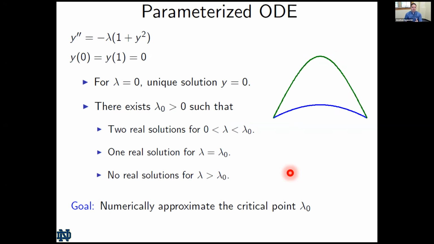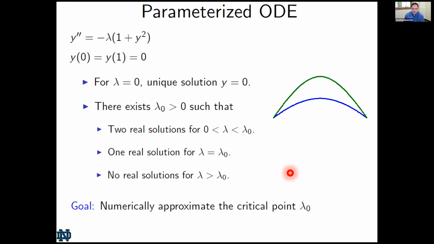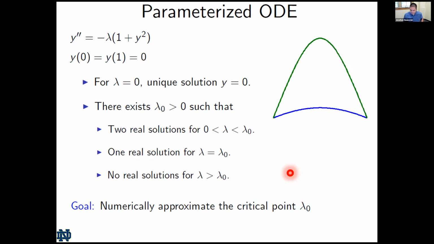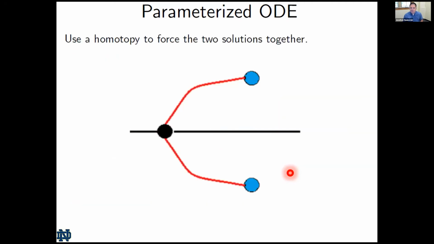So what we want to do from this ODE is approximate this critical point, this lambda naught, where these two solutions are actually merged together. And so what we want to do is use a homotopy that forces these 2 solutions to come together. So we're going to use a homotopy to deform these 2 solutions so that they match. So this is just a simple idea.